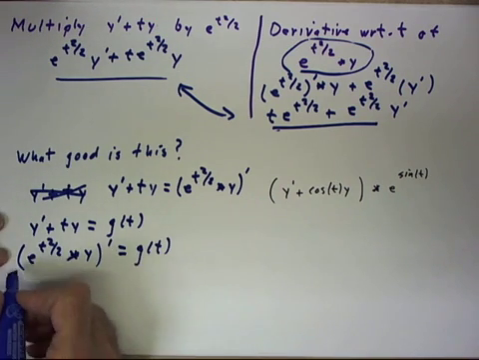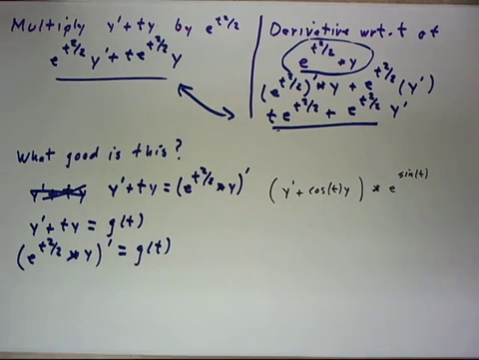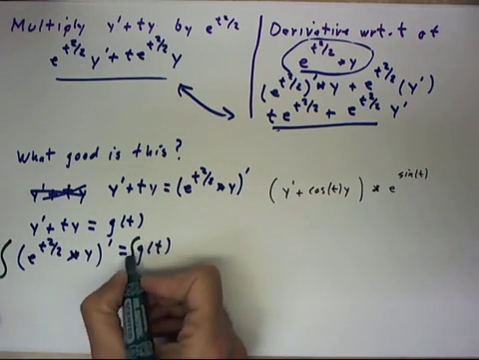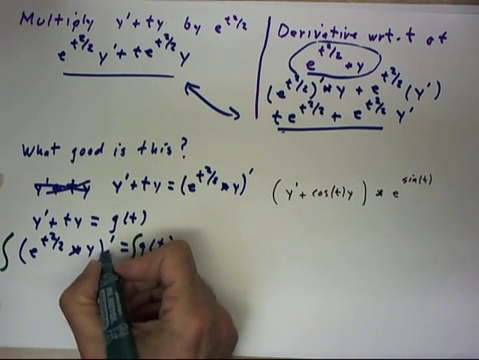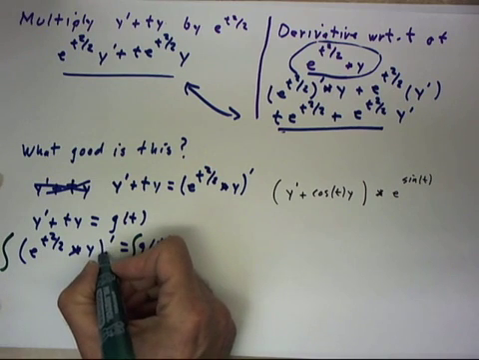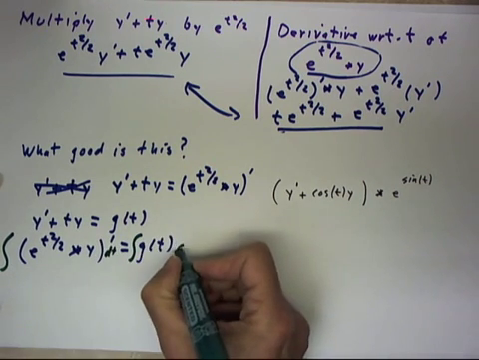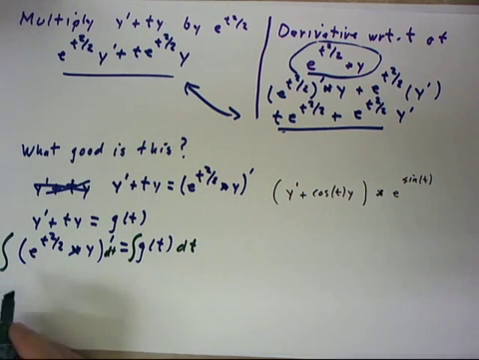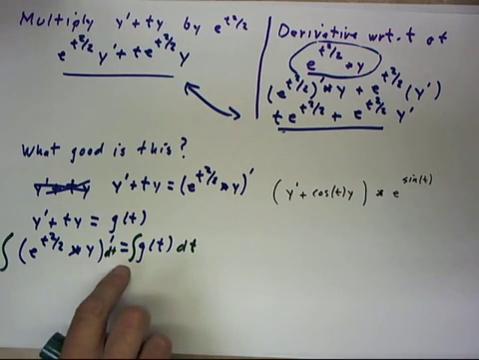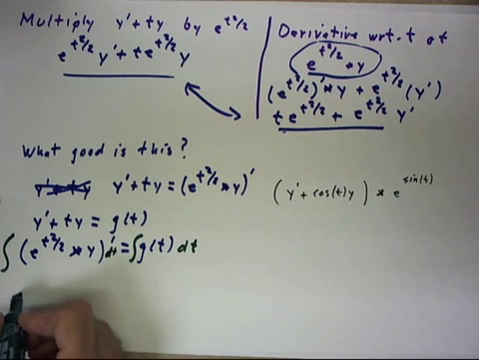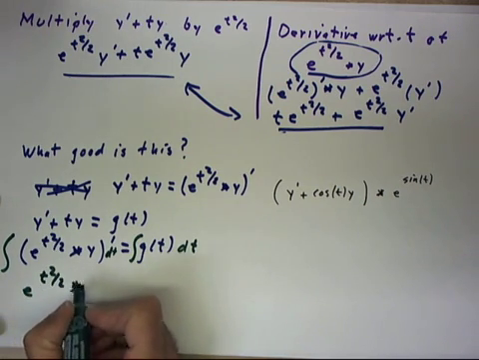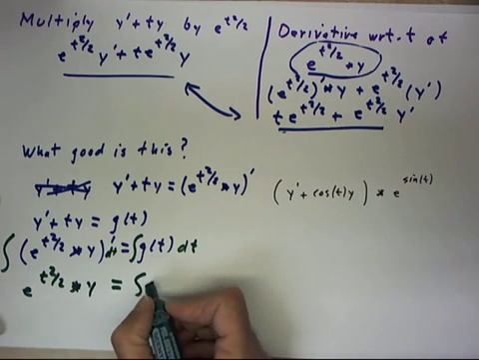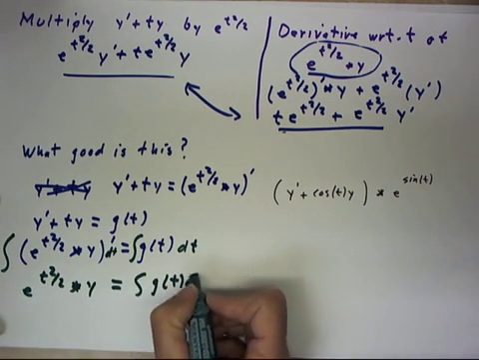which means, well, we can integrate both sides of this function. Let me change colors and put an integral sign in front. If we integrate this with respect to t, and I don't really have room to put my dt in there, but I'm going to do it anyhow because it's a good idea. Okay, if I integrate this with respect to t, then by the fundamental theorem of calculus, this integral is just e to the t squared over 2 times y, and the right hand side remains the integral of g of t dt.